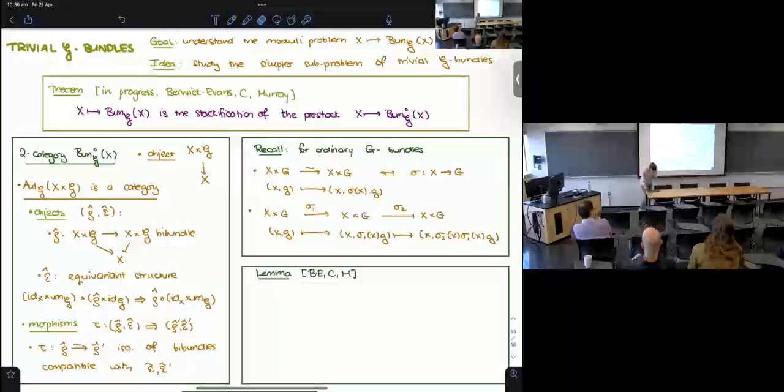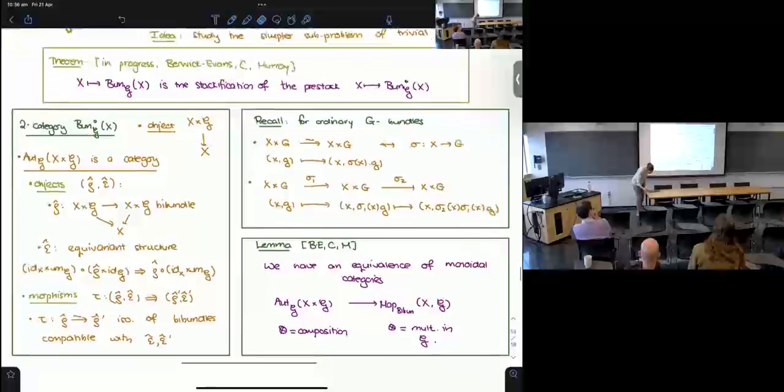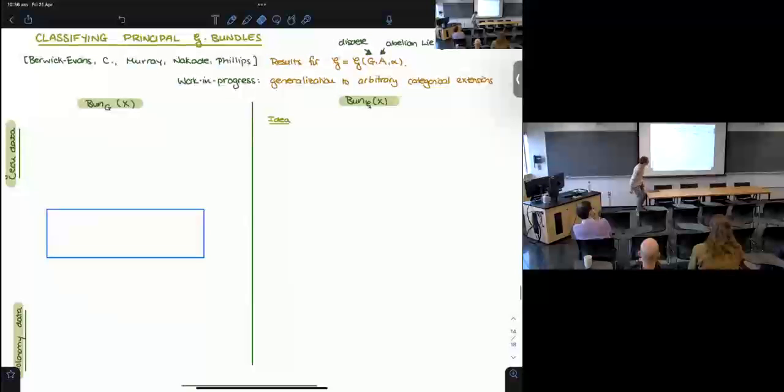And we have an analogous theorem here, which says that we have an equivalence of monoidal categories between the monoidal category of automorphisms under composition, and the monoidal category of bibundle sections under multiplication. So once we have that, now we can talk about Čech data. The results that we have on the arXiv are for the discrete setting, and we're working to generalize to any categorical extension.